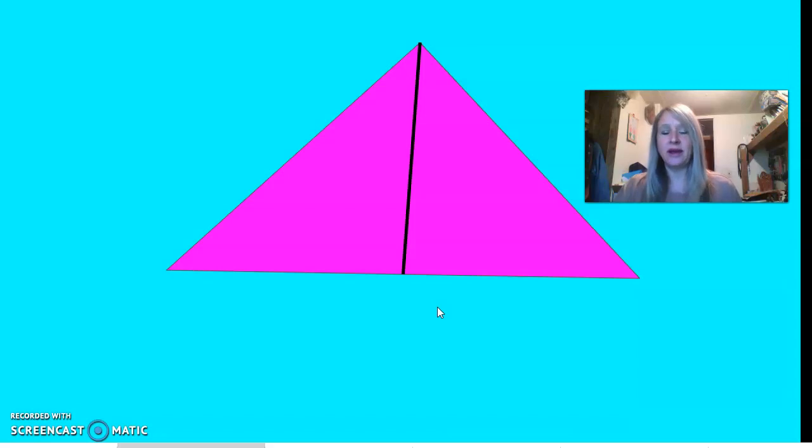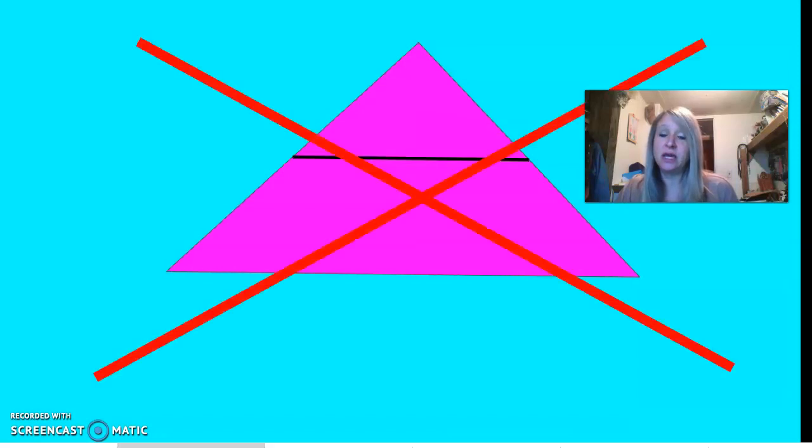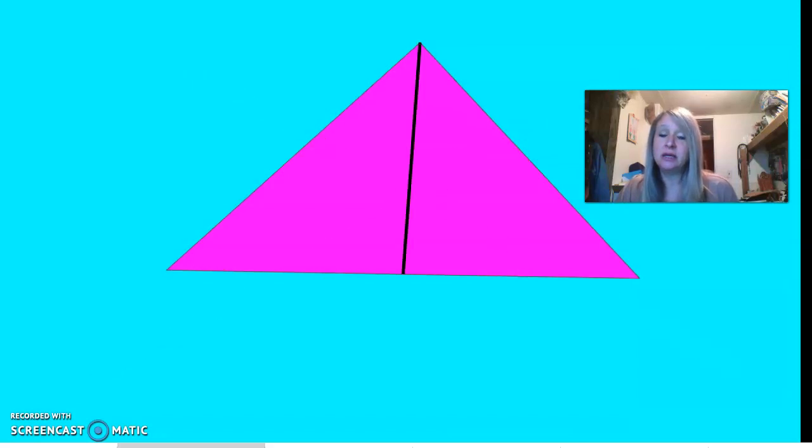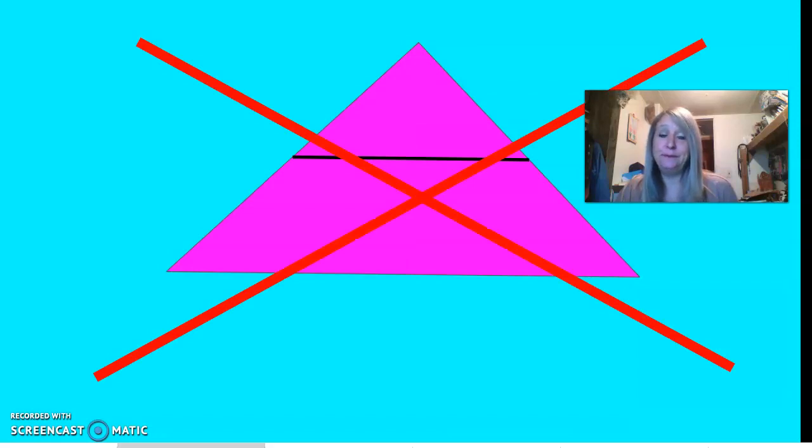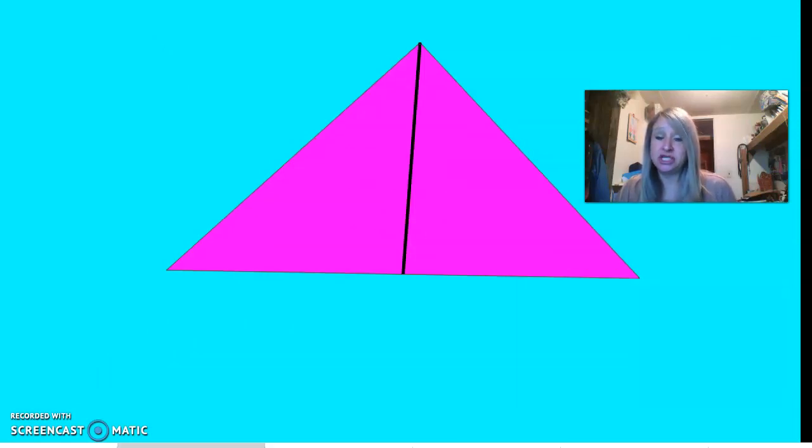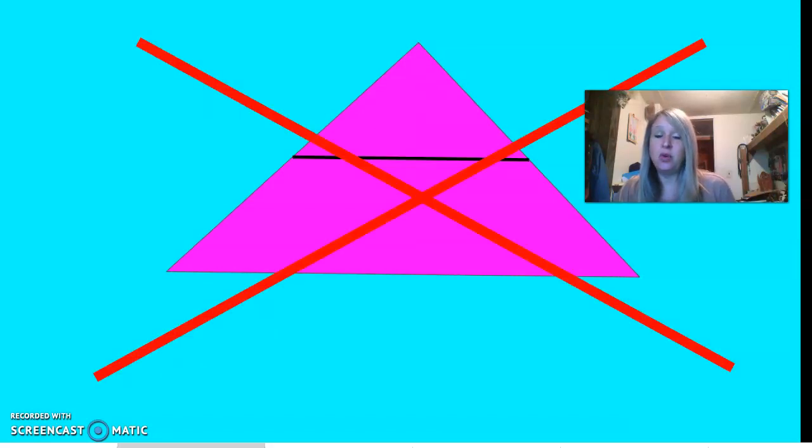Now, is there another way I can partition this triangle into halves? Is there another way that I can show halves? Think about it for a minute. Let's see. What about if I draw the line this way? Oh, nope. The pieces are not the same size. So there's only one way to partition this triangle equally.